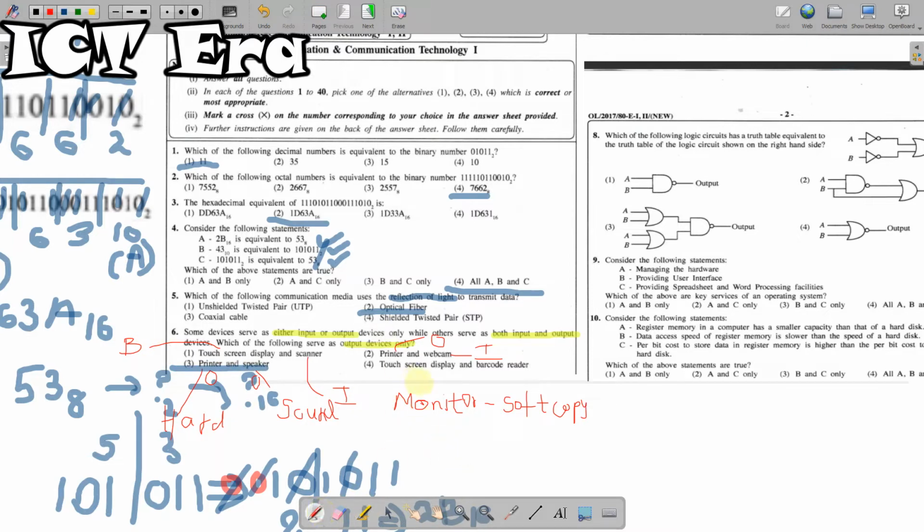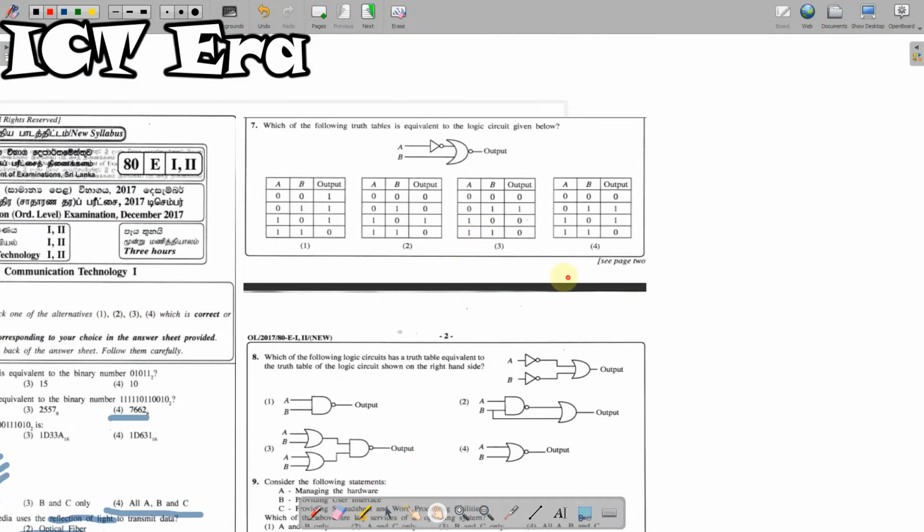Fourth one, touch screen, both. Then again barcode reader, input device. Right. Now let's move to the next questions.